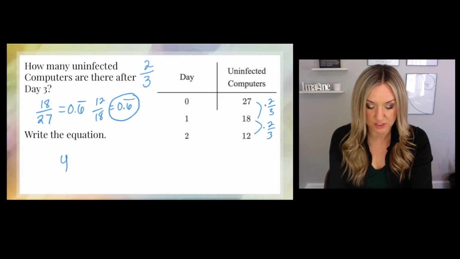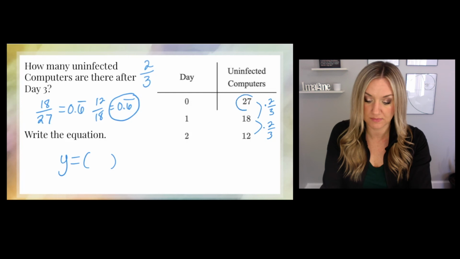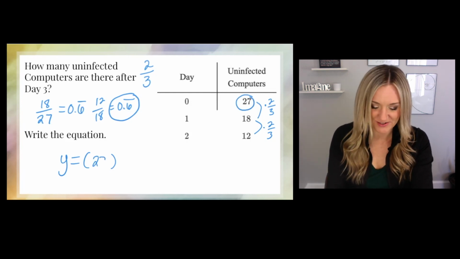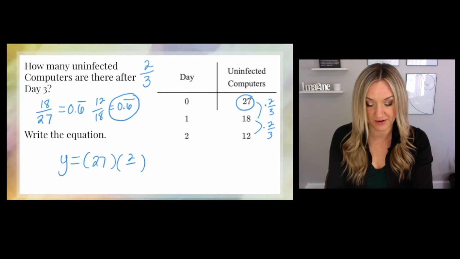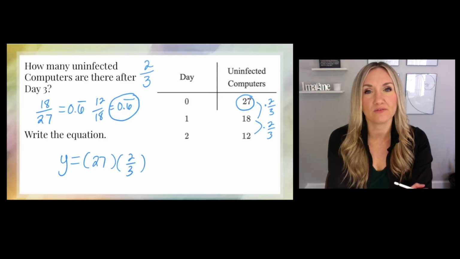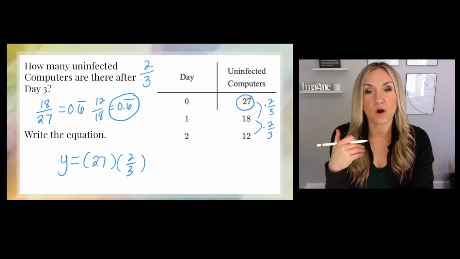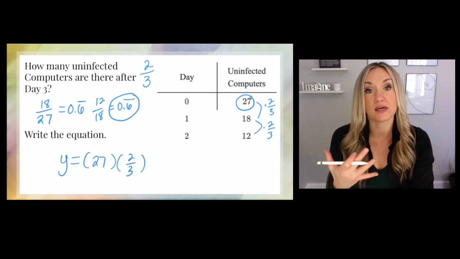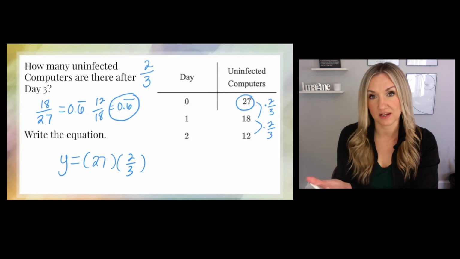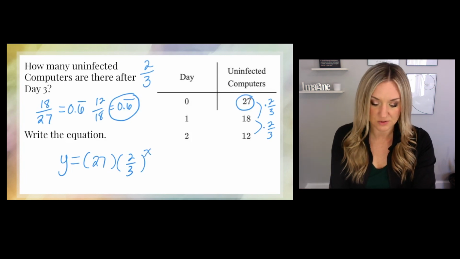To write the equation, we have y equals the initial amount. Now the initial amount is 27. So 27 times our multiplier, and I'm going to write 2/3. I just recommend whenever you have a decimal that you are rounding, like that 0.6 repeating, it's just always good to use the exact number, in this case 2/3, and it is to the x power.